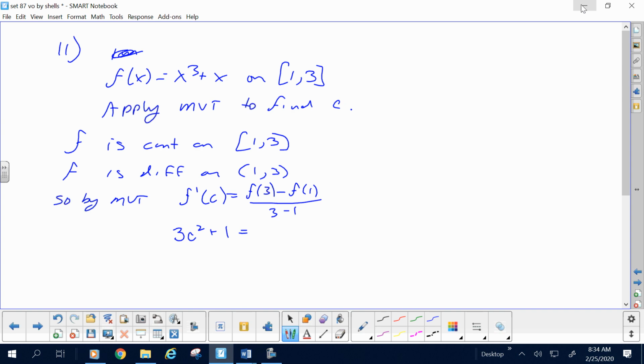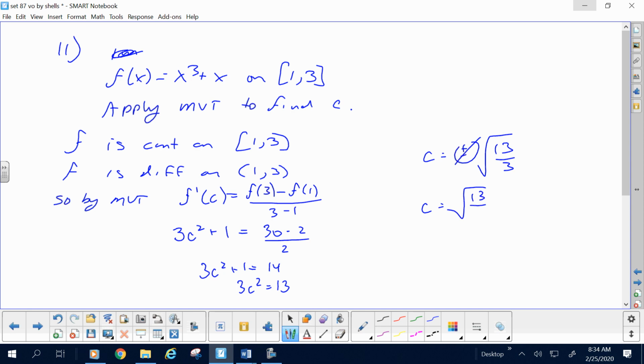5, 27, 30 minus 2 over 2. So 3c squared plus 1 equals 14. So 3c squared equals 13. So C is, normally I'd say plus or minus the square root of 13/3, but it has to be in the interval. So C is the square root of 13/3. That's the place where the tangent slope equals the secant slope.